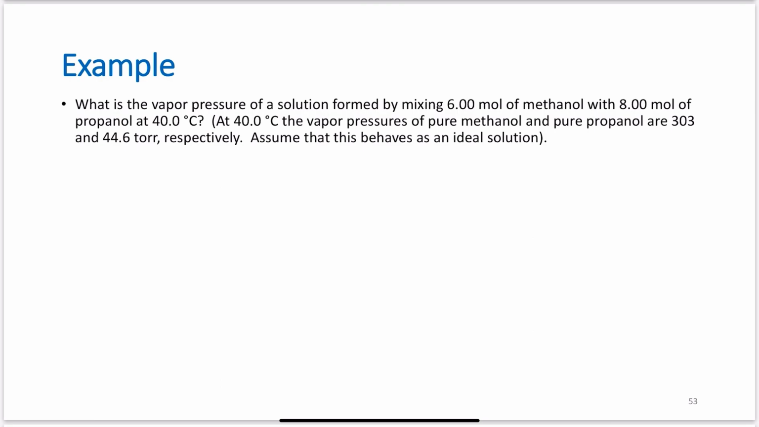Now, the hints this question is giving me. This question is telling me pure methanol has a vapor pressure of 303 torr and pure propanol has a vapor pressure of 44.6 torr. That is telling me that both my solute and solvent are volatile.